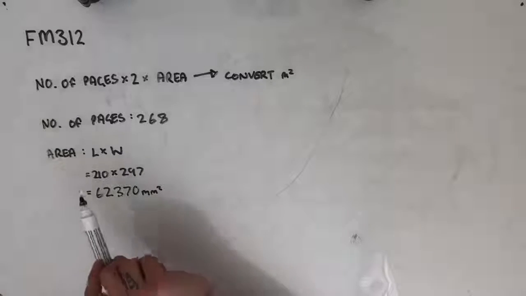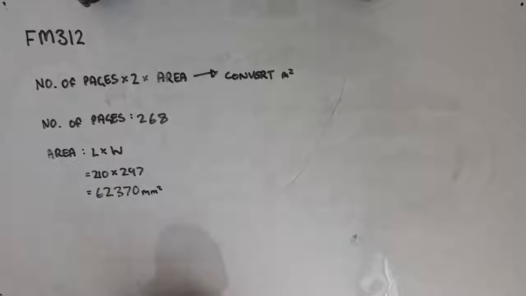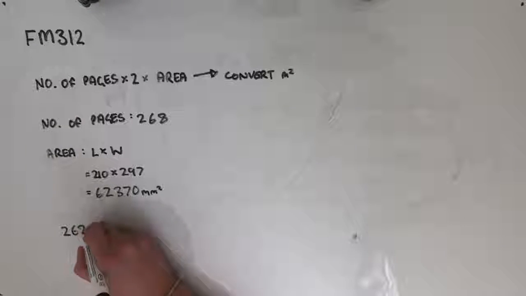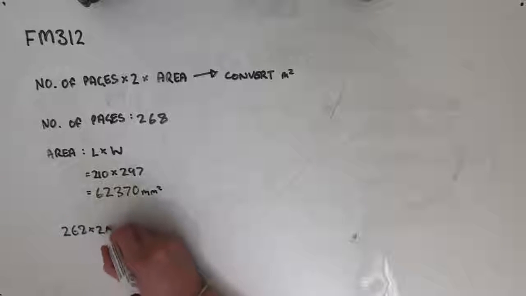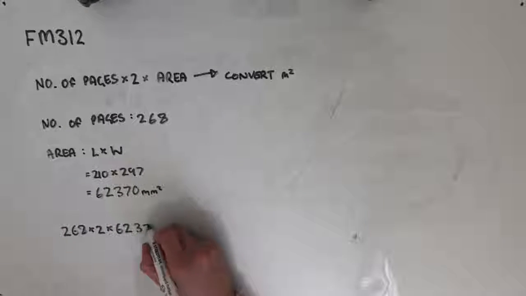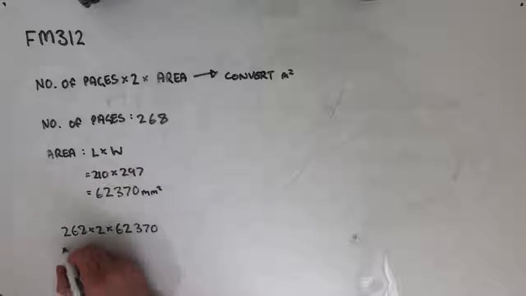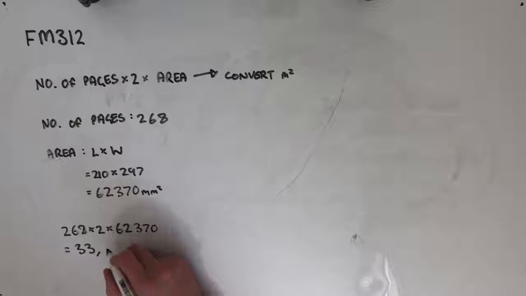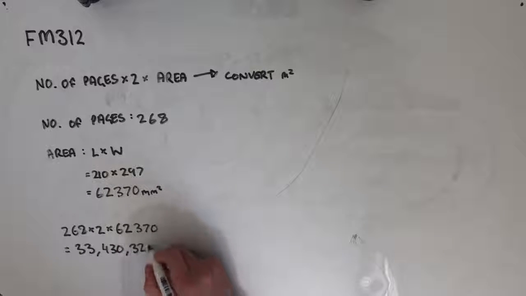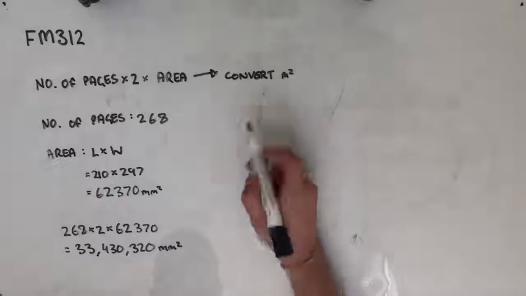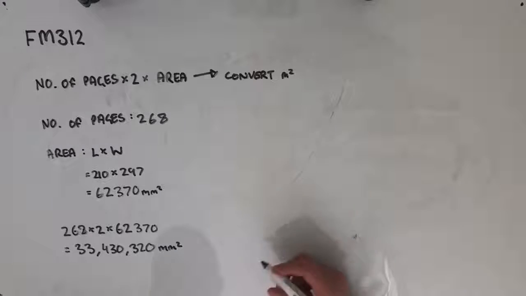So now plugging these two values back into that little formula we created, we have 268 times 2 times 62,370. That is going to equal 33,430,320 millimeters squared. And now of course we've got to do our conversion to meters squared.